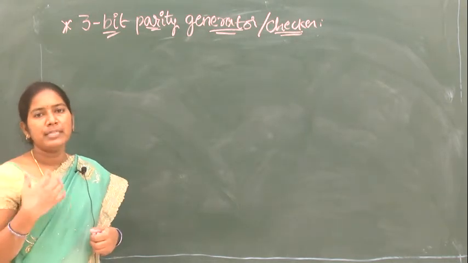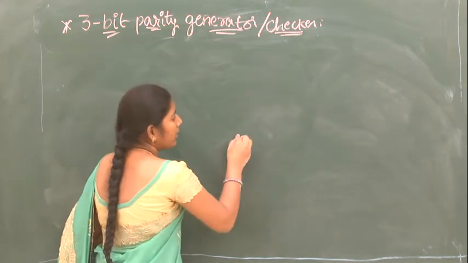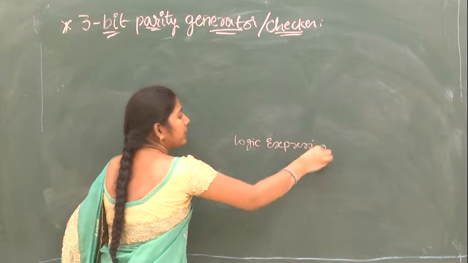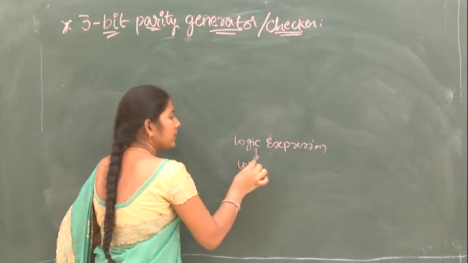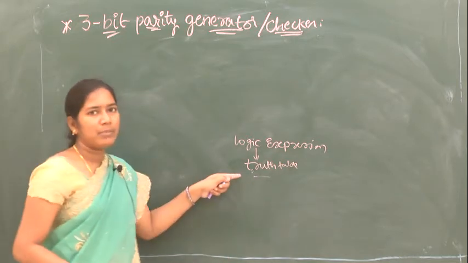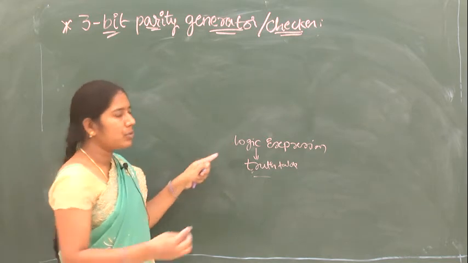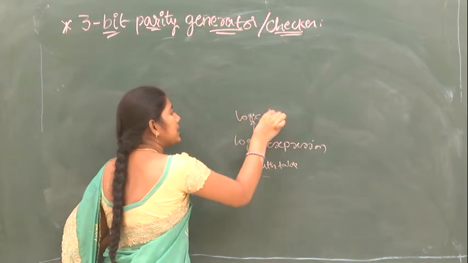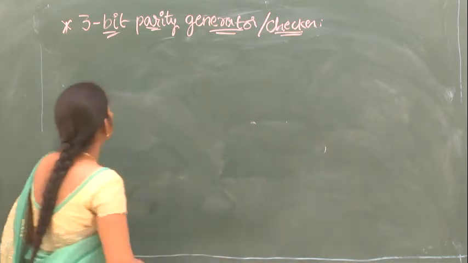As we know, to design a combinational circuit, first we require a logic expression. The logic expression is always obtained from the truth table itself. So first I will develop the truth table, then by using K-map I will get the logic expression. Once you know the logic expression, then we can implement the logic diagram. So first I will develop the truth table for this.